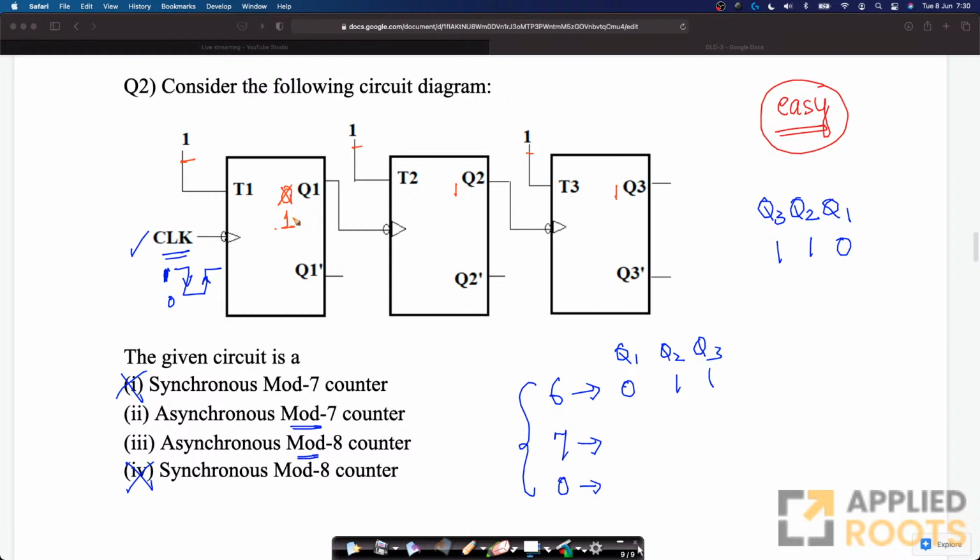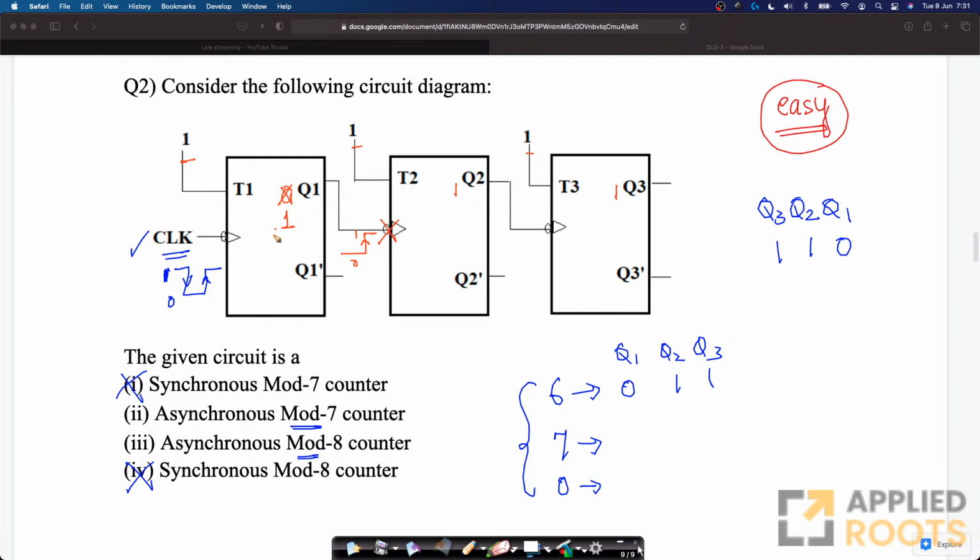Now, when it is going from 0 to 1, look at this. When you go from 0 to 1, what happens to this clock? This clock is at 0. It went to 1 now. This is a positive edge trigger. Right? This signal is like a positive edge trigger, but this whole flip-flop will only get activated if you have a negative edge trigger. So this flip-flop will not get activated now.